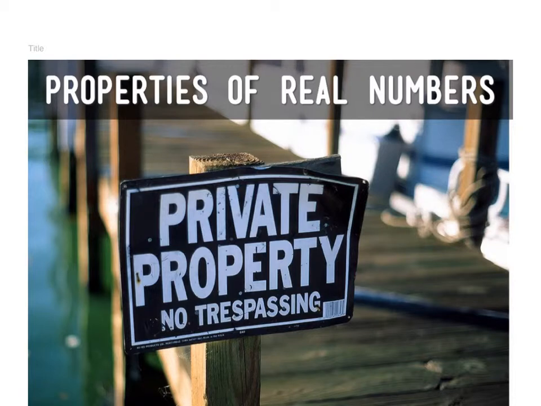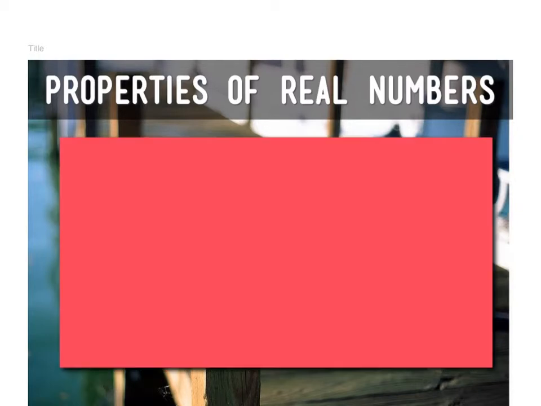And now we're going to look at the properties of real numbers. The properties of real numbers are interesting. We are going to look at the closure property, commutative, associative, identity, and inverse. So I'm just really wanting you to make a little table here.